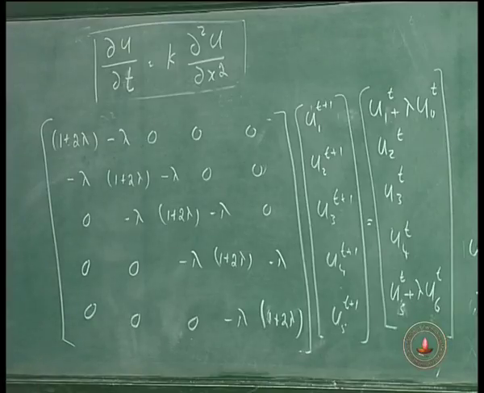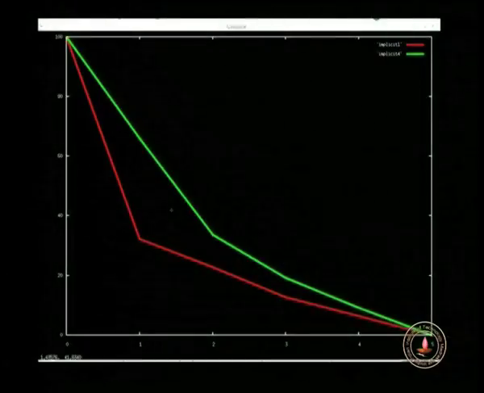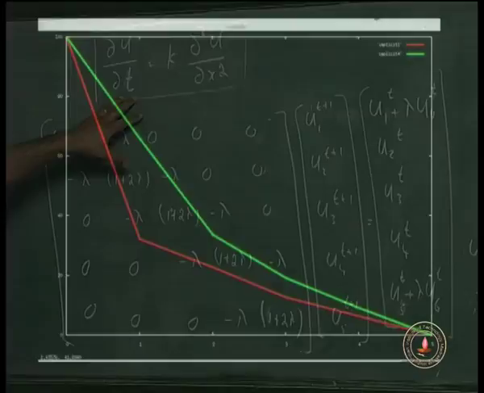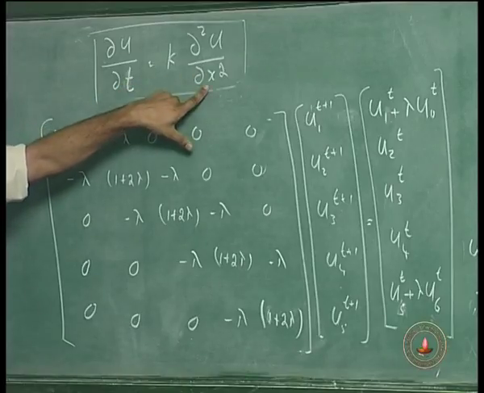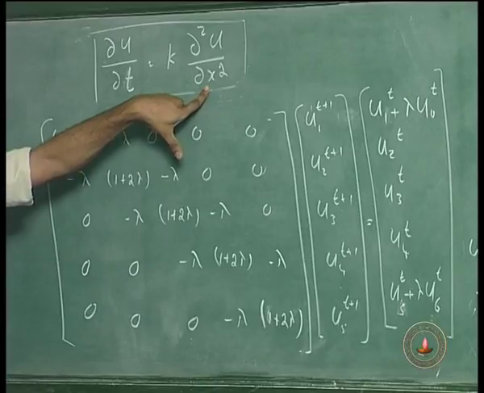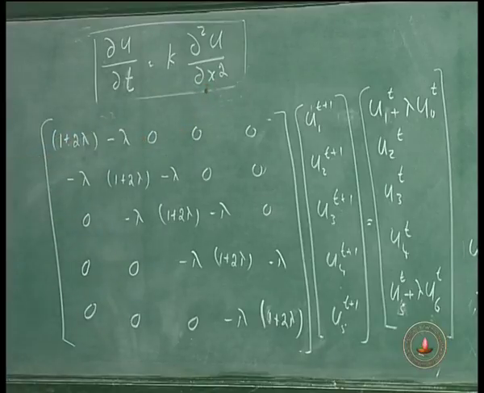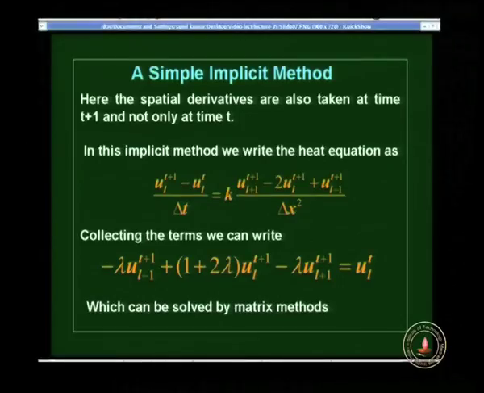Okay, there are better schemes than this. This particular method is again an Euler scheme itself, but the only thing is that we have evaluated the right hand side at time t plus 1. We could do even better than this by actually taking a mixture of the time derivatives at time t and time t plus 1. So that's what we will be looking at next.